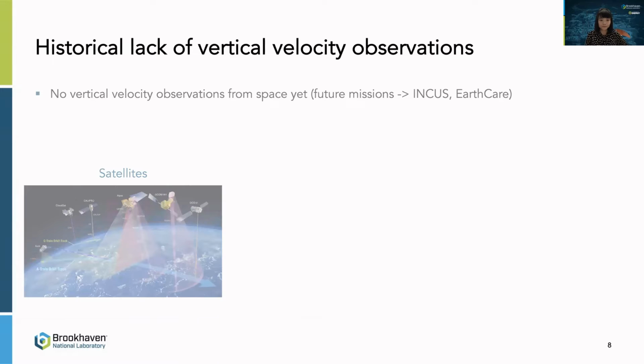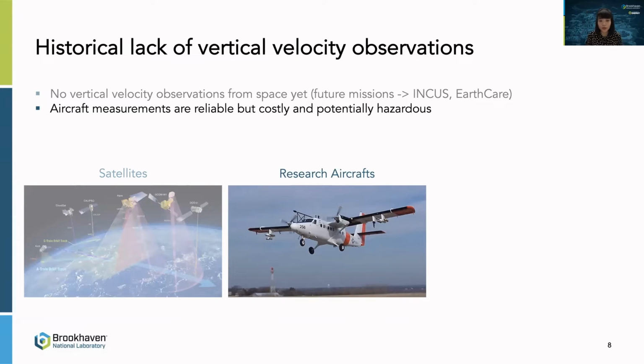We also have aircraft measurements. These measurements are reliable and are a direct measurement of vertical velocity, but these flights are very costly, and we don't usually fly through the very intense convective core because that is very dangerous. So because of that, we probably underestimate the updraft extremes in those convective cores.